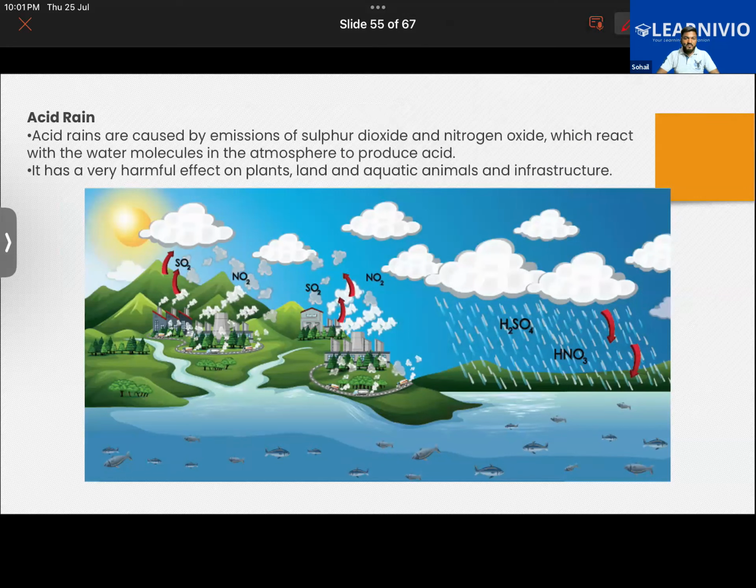Another problem associated with burning of fossil fuel is that it is one of the leading causes of acid rain. Have you seen Taj Mahal? Have you visited Taj Mahal? No, sir.